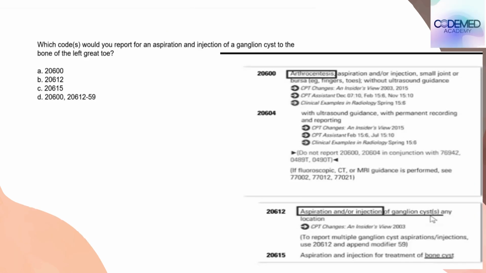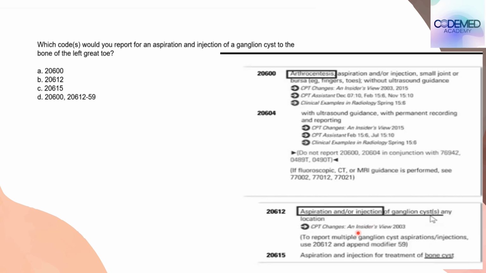So let us take one more example. Which code would you report for an aspiration and injection of the ganglion cyst to the bone of the left greater toe? And we have an option 20600. It talks about the arthrocentesis, aspiration and injection. So definitely the arthrocentesis didn't happen here. So we will leave the code 20600.